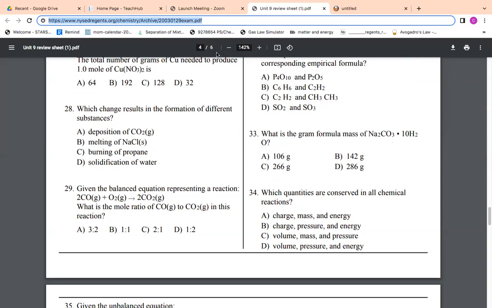Number 34. This information can be found in lesson 9.3. Which quantities are conserved in all chemical reactions? That is going to be charge, mass, and energy. All 3 of these things must be conserved in any chemical reaction.